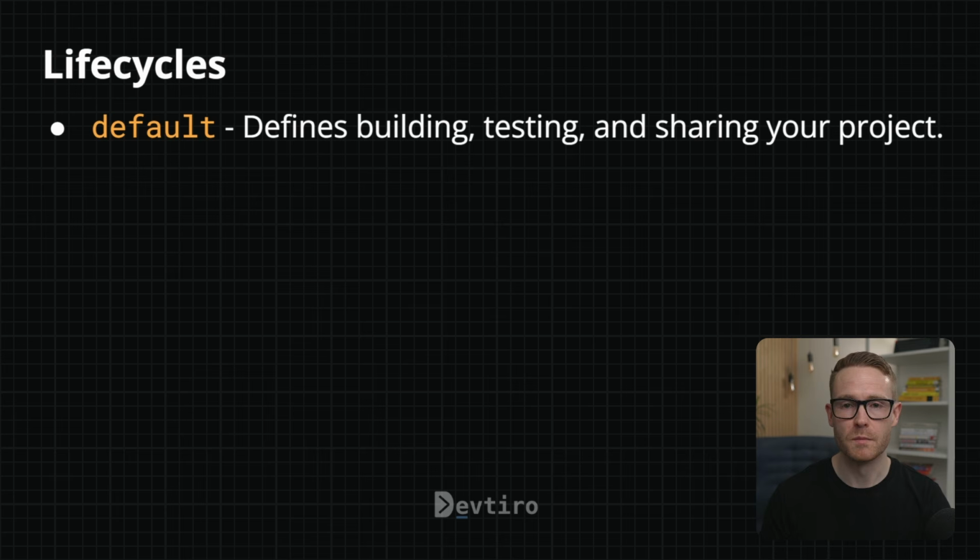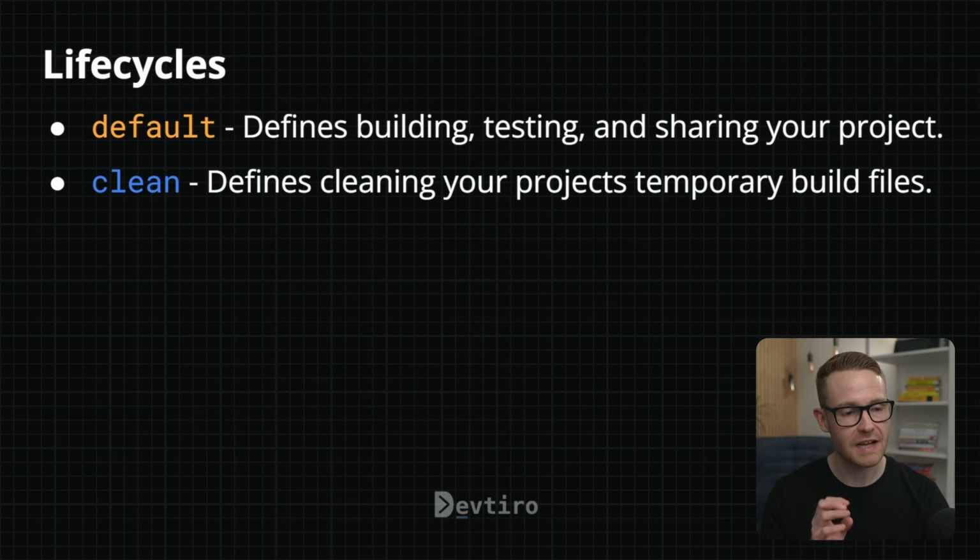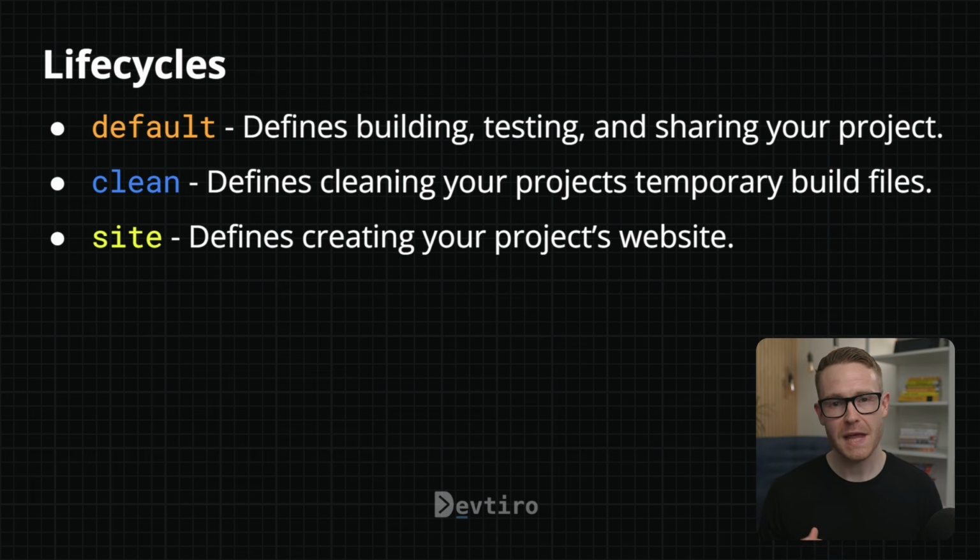We have default, and that defines building, testing, and sharing your project. Then we have clean, and that defines cleaning your project's temporary build files. And then we have the site lifecycle, and this defines creating your project's website. Now we're not concerned with creating a website for our project, so this is the last time that we'll hear of the site lifecycle. But we are going to be using the default and clean lifecycles in this build. Each lifecycle defines different processes, but here's the key thing to note. They are all made up of phases.